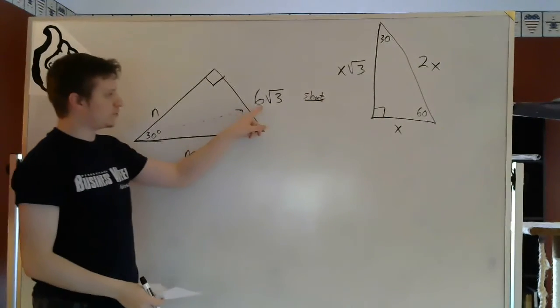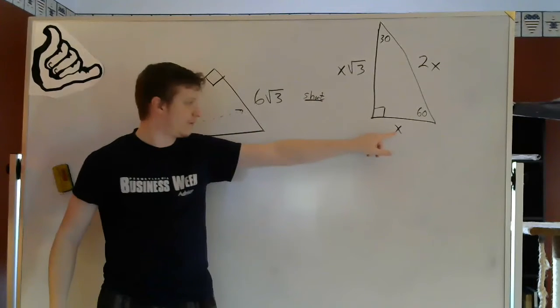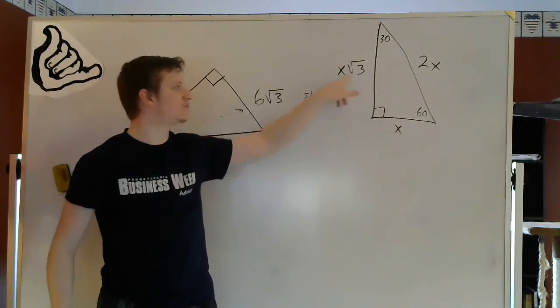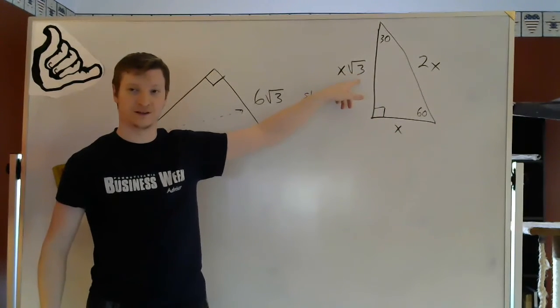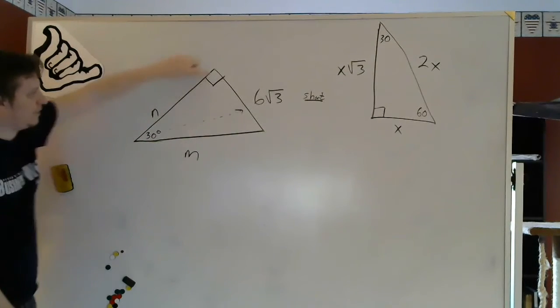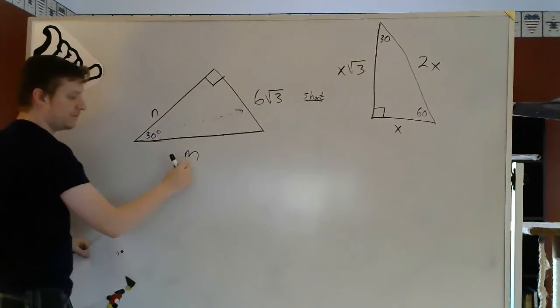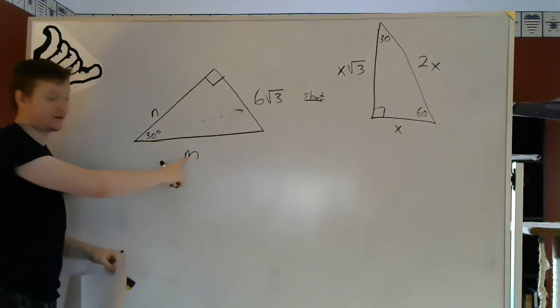So if I was given the short side, I can find all the other ones. It's easy to. If I have x, remember the medium side was just x times square root of 3. So where's my medium side on here? Well, here's my 90 degrees. Opposite the 90 is the big side. So the m must be the hypotenuse, the big side.